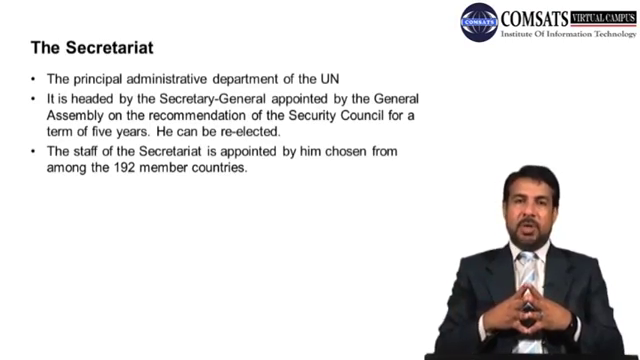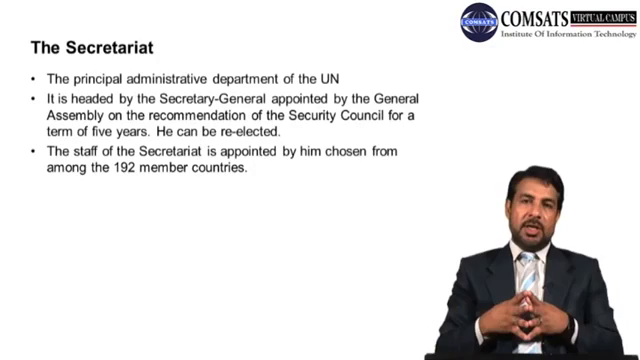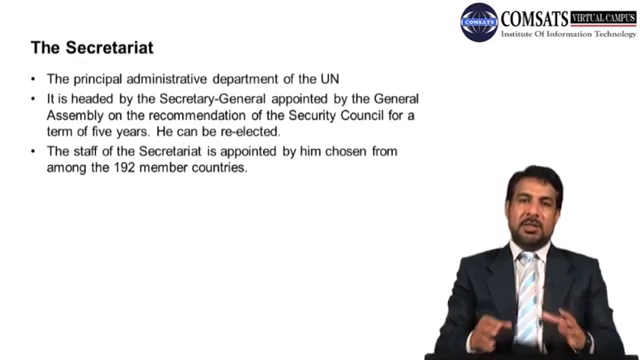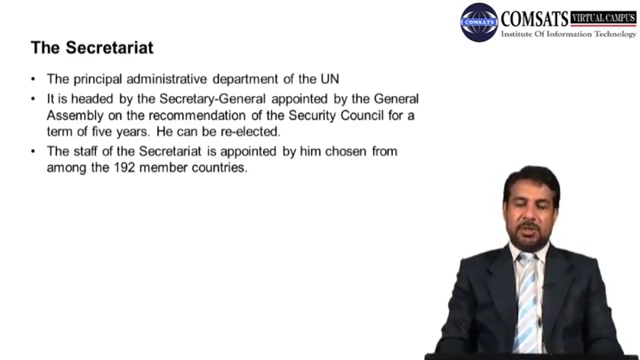If any member country in the Security Council vetoes him, then that person cannot be Secretary General. Rather, the General Assembly has to elect another new person as Secretary General, and he can be re-elected. Most Secretaries General of the UN have also been given a second term, except Boutros Ghali.